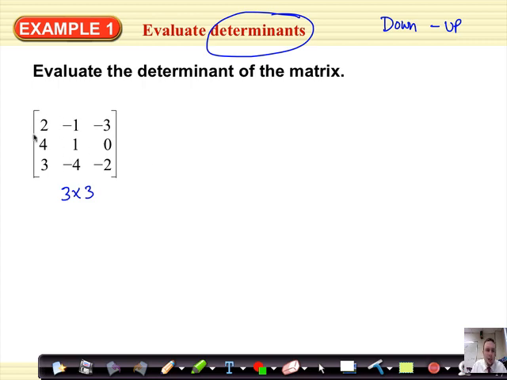Alright, so first thing you do, write this down. First thing you do is you take this column, and you rewrite it. So 2, 4, 3, and then this one, -1, 1, -4. So, step 1, rewrite the first two columns right beside this matrix right here.